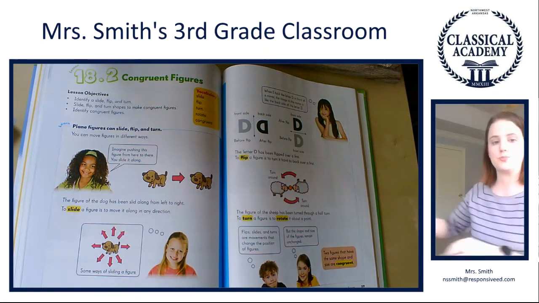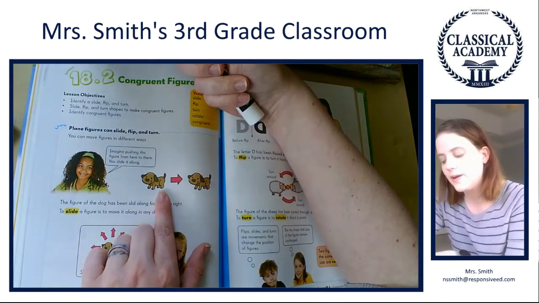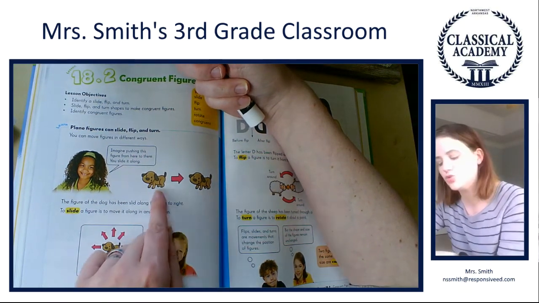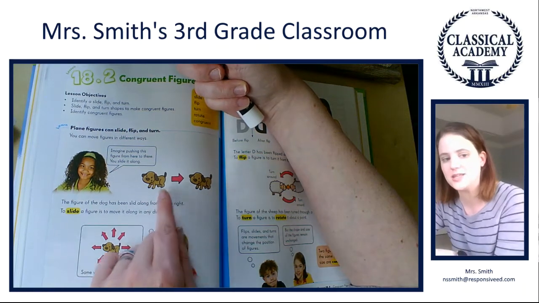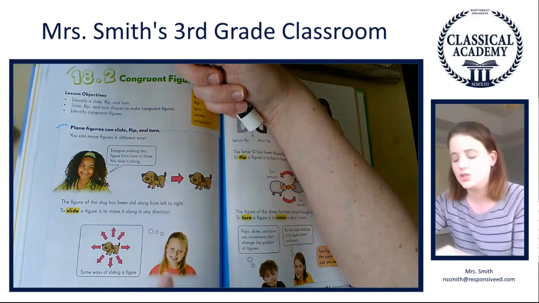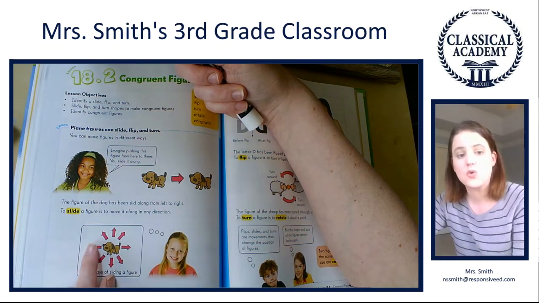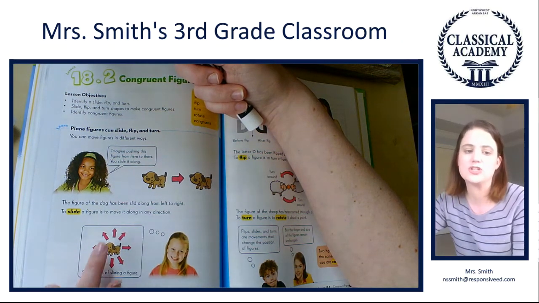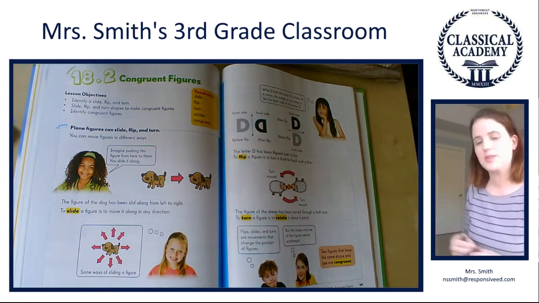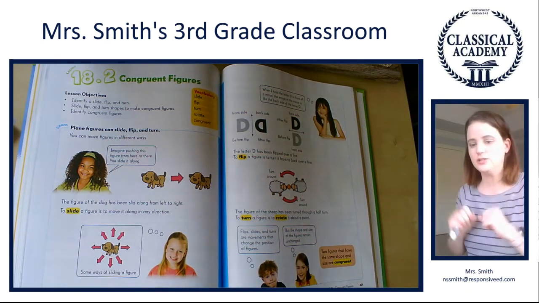Let's talk about how they're moved. Here in the book, you see this puppy dog does a slide to the side. It translates. It goes to the side. That is a slide. Say slide. It's a move in any direction. You can translate this dog or slide this dog in any direction, right? But the dog's size and shape remain the same.